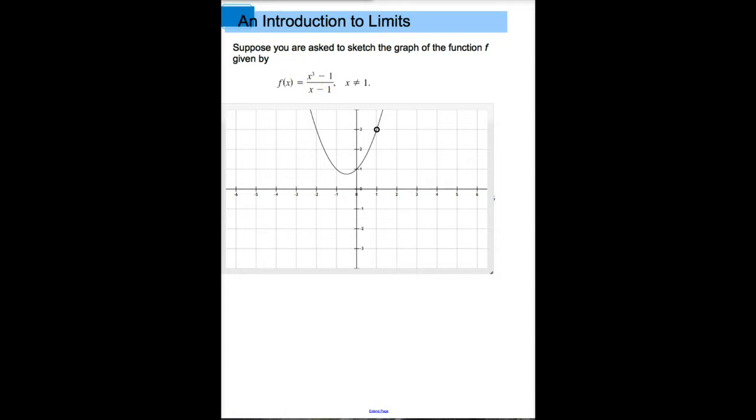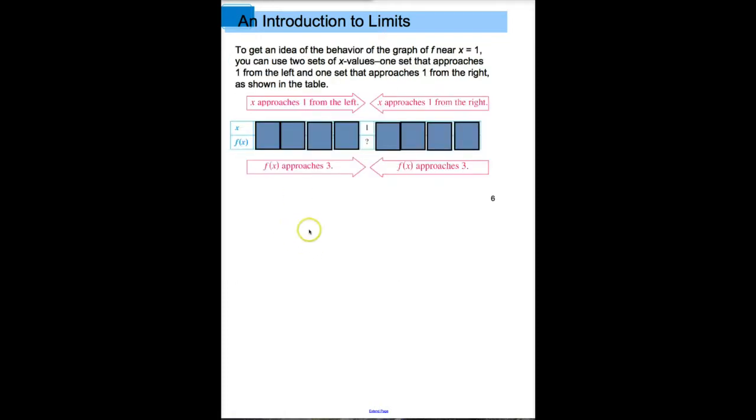Let's look at it numerically. To get an idea of the behavior of a graph near x equals 1, you can use two sets of x values. One set that approaches 1 from the left of 1 on the x-axis, and one set of x values that approaches 1 from the right of the x value of 1 on the x-axis.